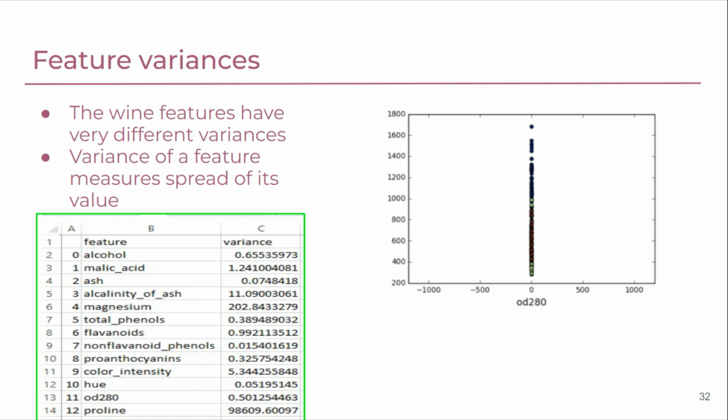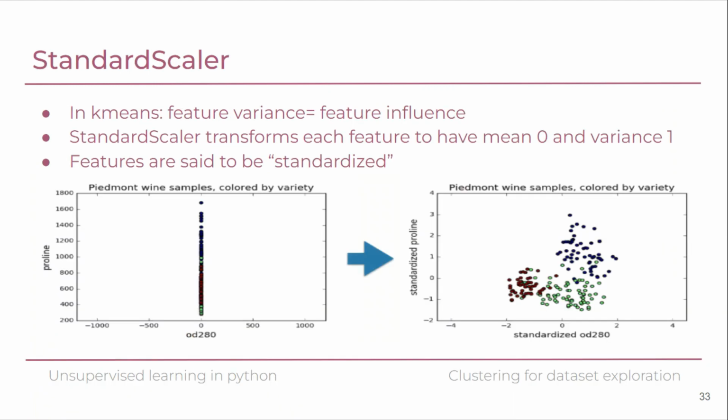The differences in some of the feature variances is enormous, as seen here, for example, in the scatter plot of the OD280 and proline features. In k-means clustering, the variance of a feature corresponds to its influence on the clustering algorithm. To give every feature a chance, the data needs to be transformed so that features have equal variance. This can be achieved with the standard scaler from scikit-learn.